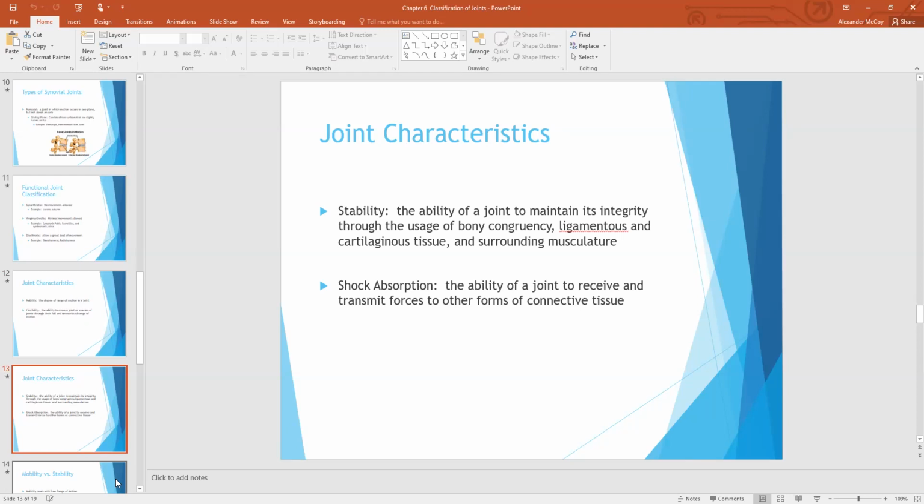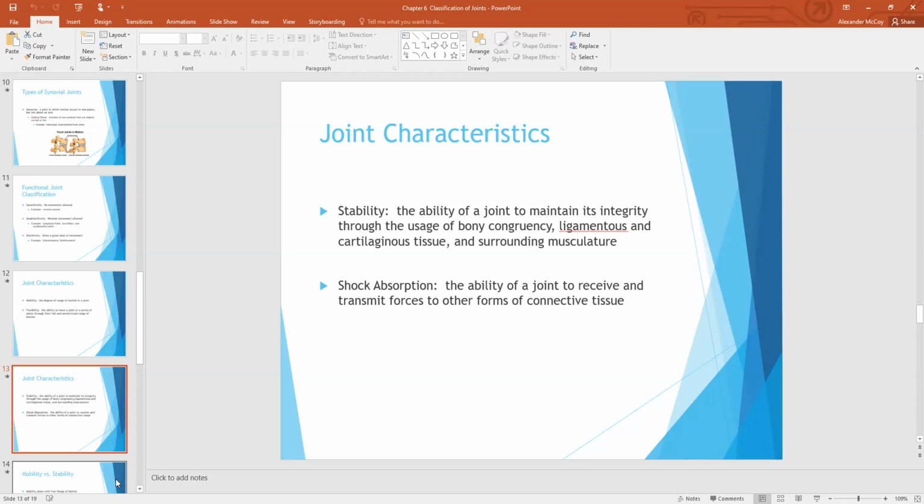Versus stability, this is the yin and yang of mobility, okay? Think of stability and mobility as yin and yang. We have stability as the joint's ability to maintain its integrity through the usage of the bony congruency, ligamentous and cartilaginous tissue, and surrounding musculature, okay? So whereas with mobility we wanted to see how much we can do, this is seeing how we can control and maintain this structure.